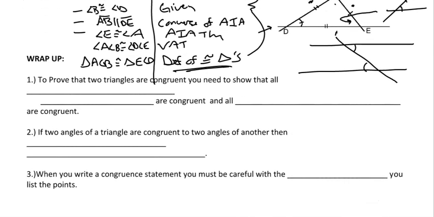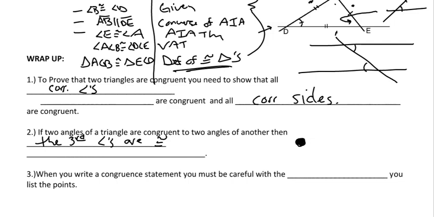Now let's just fill out this wrap up. To prove two triangles are congruent, you need to show that all corresponding angles are congruent and all corresponding sides are congruent. So at our level right now, we have to check every piece. If two angles of one triangle are congruent to two angles of another triangle, then the third angles are congruent by the third angles theorem. Remember, we're not going to use this one all that much, but a little bit.